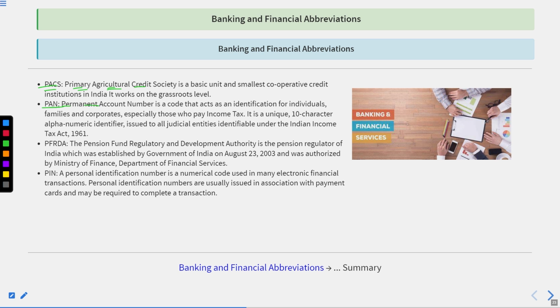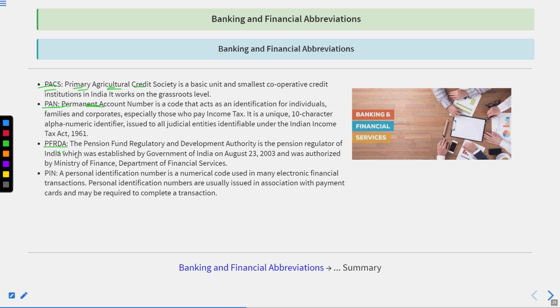PAN, Permanent Account Number, is a code that acts as an identification for individuals, families and corporates, especially those who pay income tax. It is a unique 10-character alphanumeric identifier issued to all judicial entities identifiable under the Indian Income Tax Act 1961.